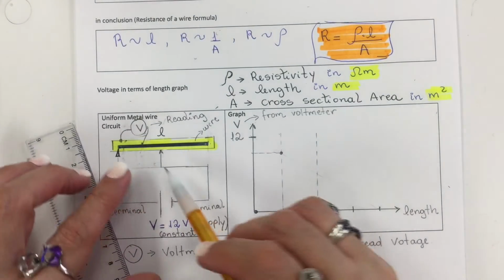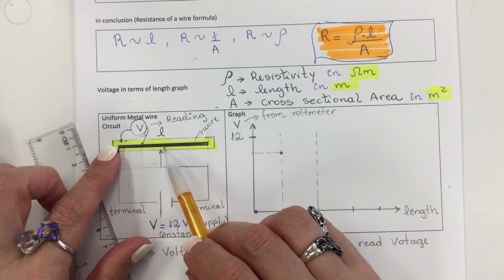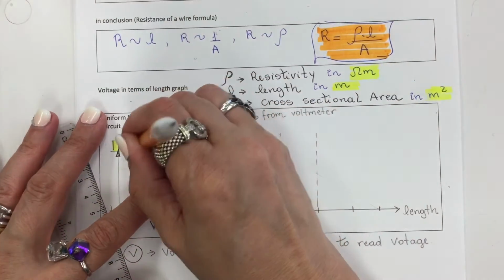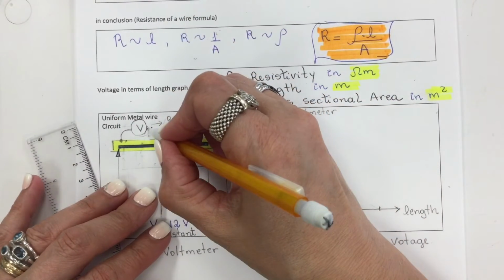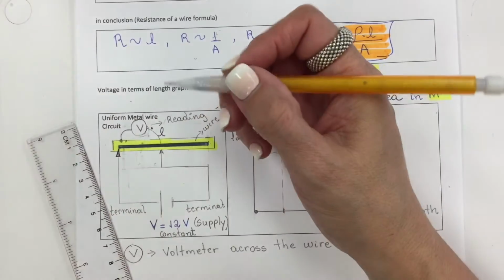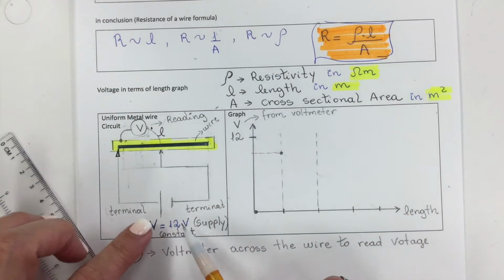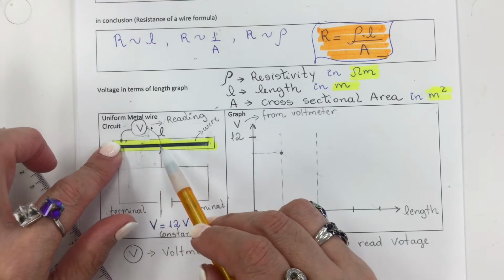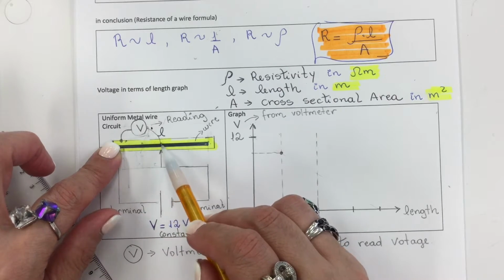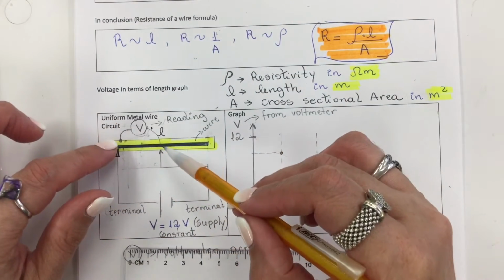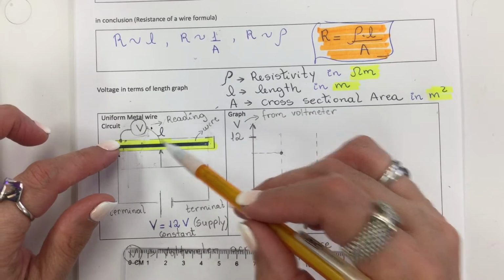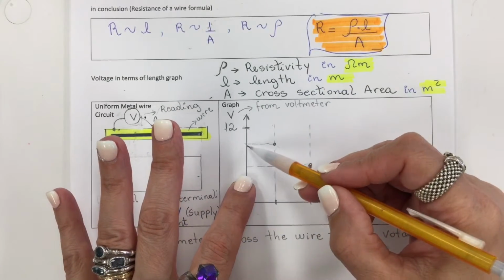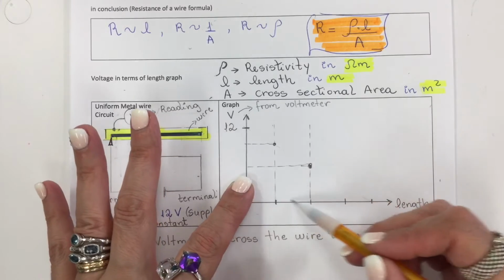Now in this step, I'm going to increase the length of this section that I want to read, and I'm going to adjust my voltmeter for this section right here. Which means that now my 12 volt supply is going to drop even more, because now I have more resistance up to this section. So the voltage across this segment will be even less than the prior reading. So I'm going to draw my graph with the voltage dropping a little bit more, because the length now is longer.